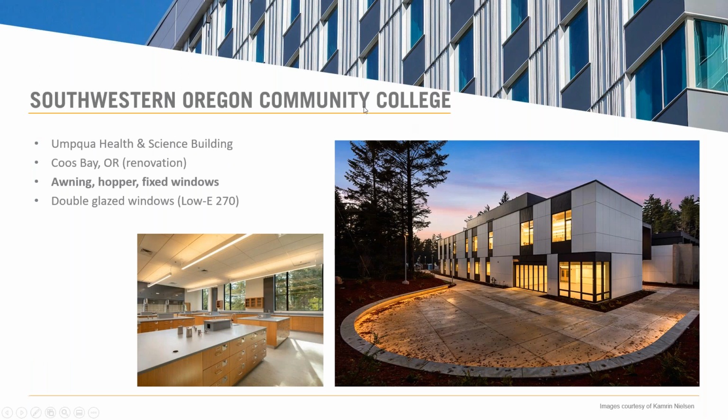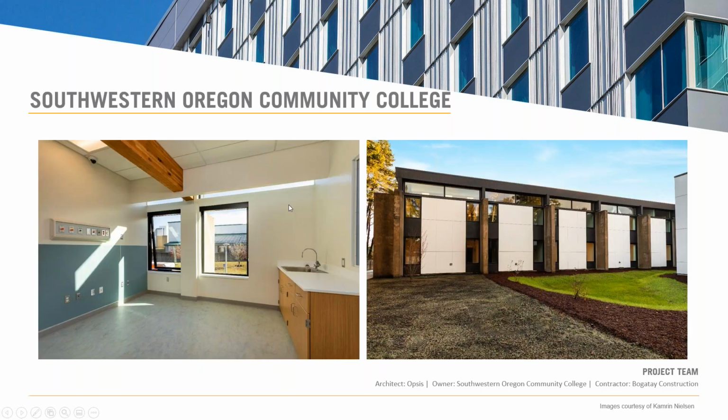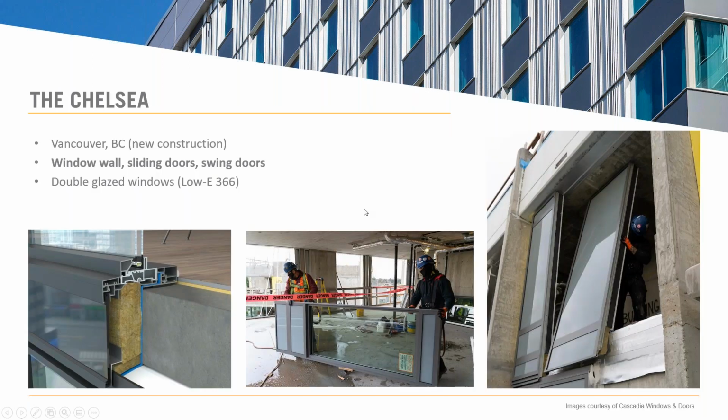This community college in Oregon used double glazed fiberglass windows as an option to get equivalent performance to a triple glazed aluminum system, with the cost savings and installation improvements that I mentioned previously. So you see some pretty big, large awning windows there. Simplify the design, fresh air.